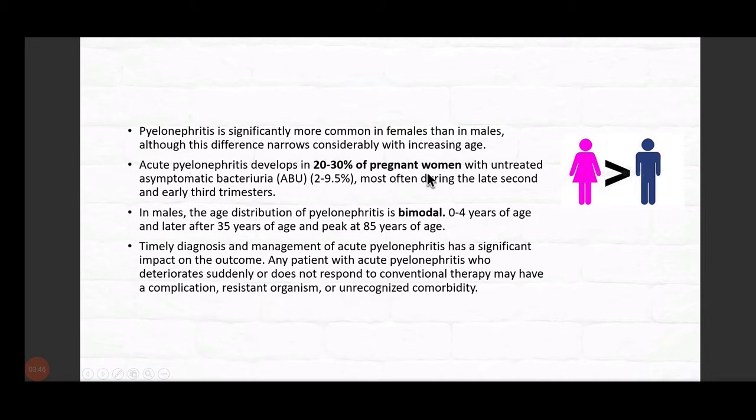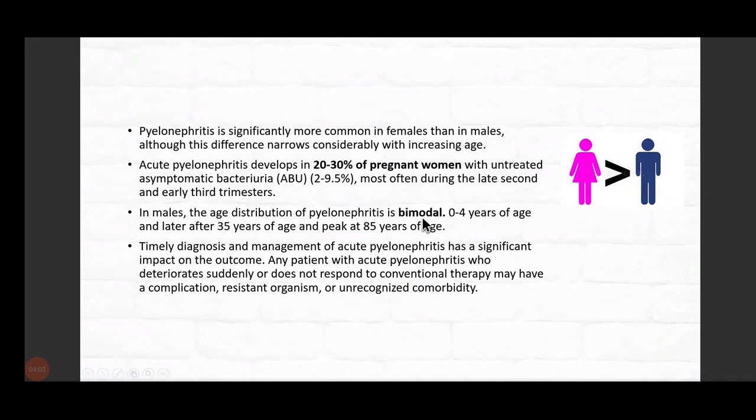Pyelonephritis also develops in pregnant women in 20 to 30% of cases, but that especially develops during the second or third trimester, where the gravid uterus is causing some kind of external compression on the ureter, which is leading to some kind of stasis.